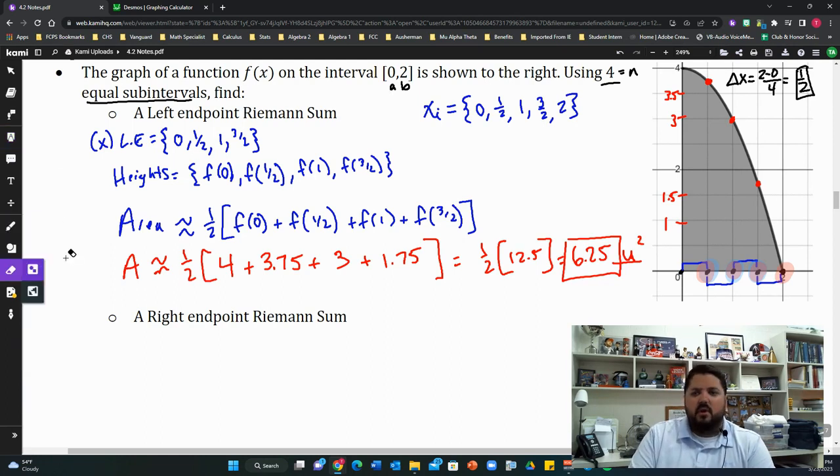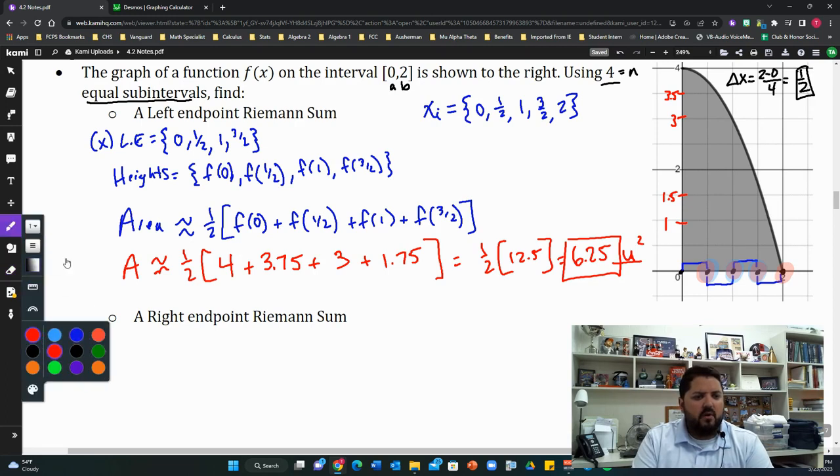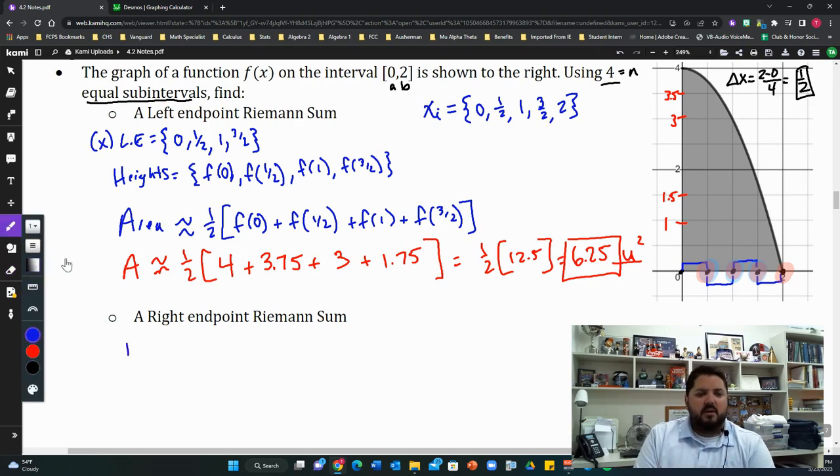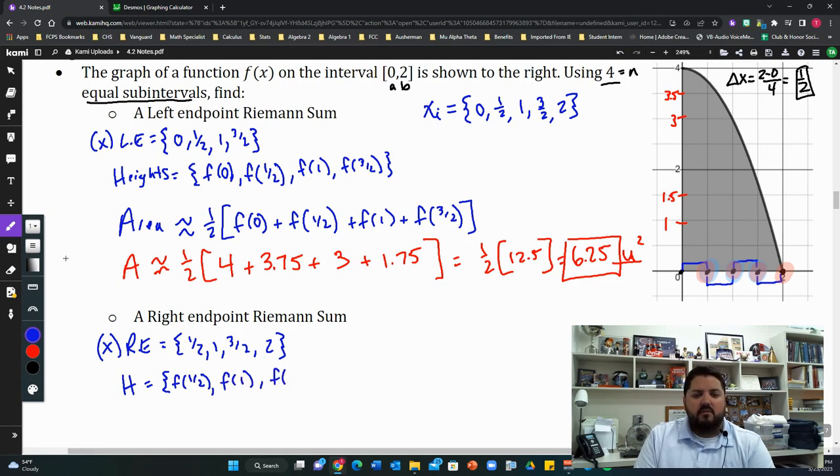So for this one, let me get rid of these old y points because we don't need all of them for this next one. So again, same process. Now I'm going to come up with a list of my right endpoints. Again, these are the x values. So in this case, it will be 1/2, 1, 3/2, and then my b value of 2. Then that would mean my heights would be f of 1/2, f of 1, f of 3/2, and then f of 2. And again, writing those out is not absolutely necessary. I just want to be very clear and make sure everyone understands the process.